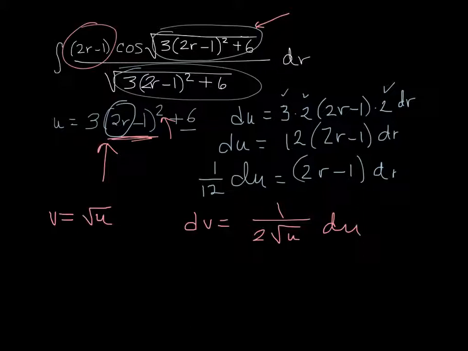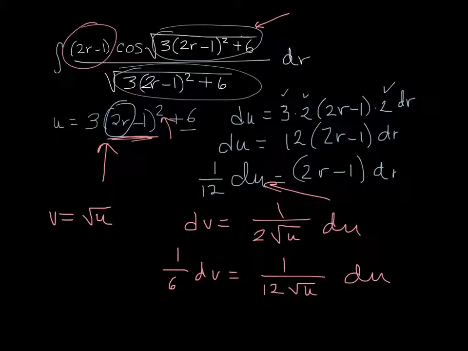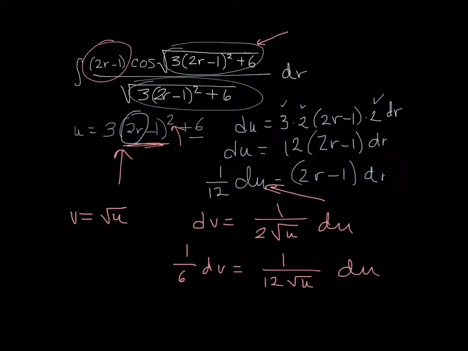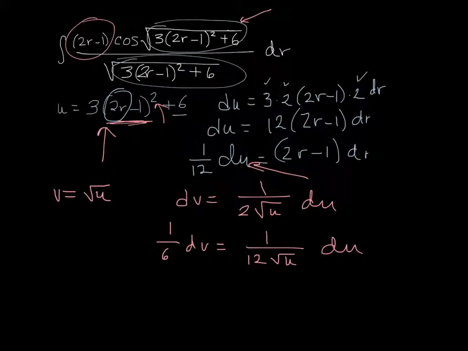Again, looking here, I say, man, that would be nice if that was a 12. Well, I could do that. I can multiply both sides by 1/6. So I get 1 over 12 square root u du. I think you're going to see the why when we start plugging all this stuff back in.